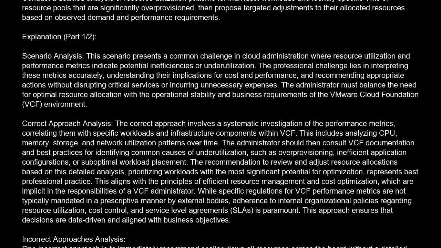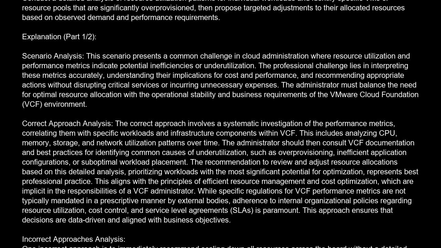The correct answer is A. Conduct a detailed analysis of resource utilization patterns for individual workloads and identify specific VMs or resource pools that are significantly over-provisioned. Then propose targeted adjustments to their allocated resources based on observed demand and performance requirements.